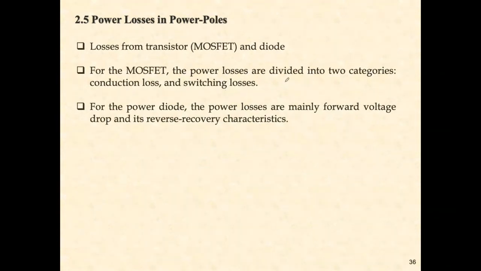It is because in power poles, the major components should be the MOSFET and diode, so most of the losses should come from them. For the MOSFET, here we'll look at two categories: conduction loss and switching losses. And for the power diode, there is also the forward voltage drop, which is also a conducting power loss, and then the reverse recovery characteristics. So we will look at them one by one.